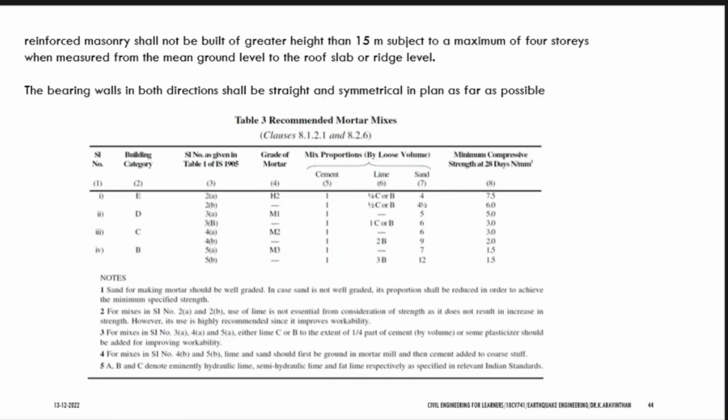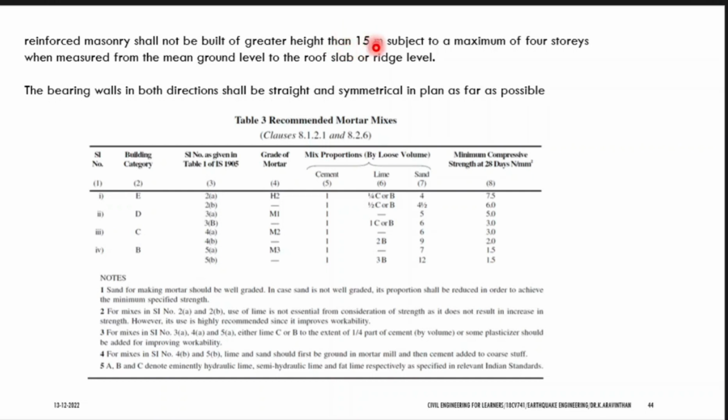Reinforced masonry shall not be built greater than 15 meter. G plus 3, ground story plus 3 stories you can construct. So you should not build more than that. If you are using a framed structure, you can construct 5 story or 7 story. Our college building is what kind of structure? Framed structure. You have columns and beams. Without beams and columns, how many stories should be constructed? G plus 3 only. You should not go more than G plus 3.